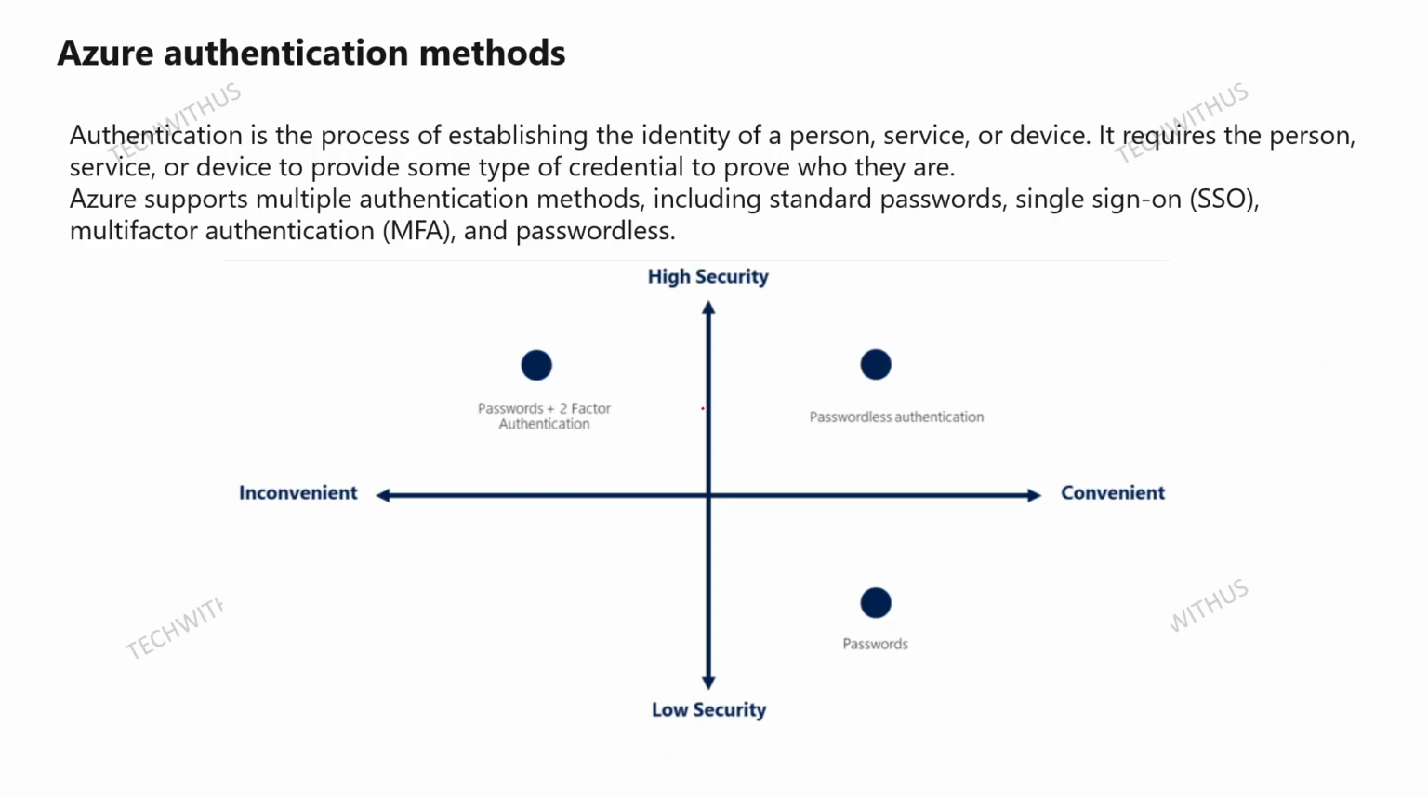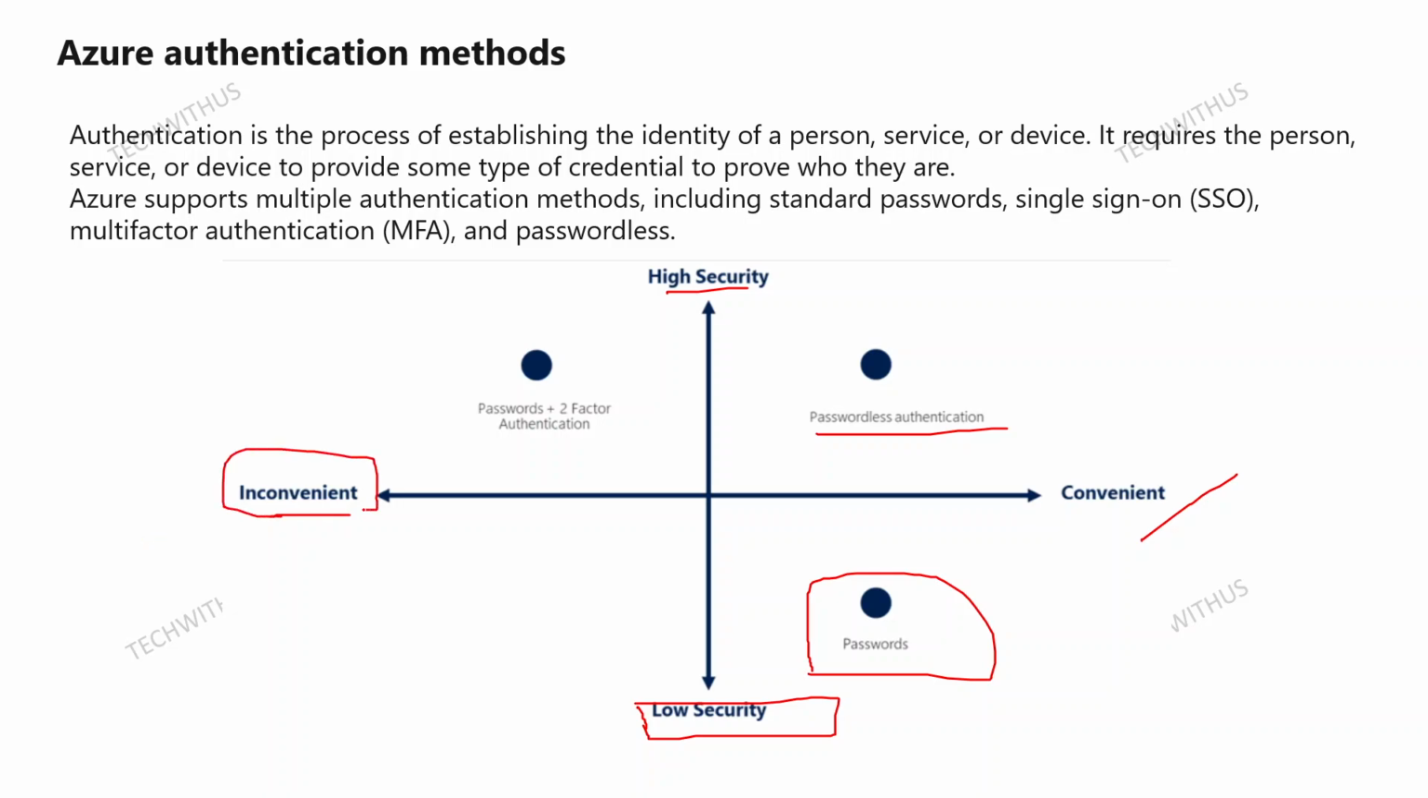Let's consider the normal one first. If you are using password authentication, meaning you go to the portal and enter your password, it is low security, but it is convenient for the user. Low security in the sense that anyone might hack your password and enter the portal, but it is a convenient way. Coming to password and two-factor authentication, it is an inconvenient way, but it is a high security way. Inconvenient because you need to do two rounds of authentication: enter the password and then do an OTP login.